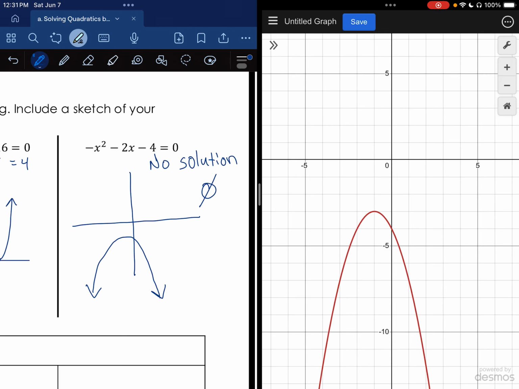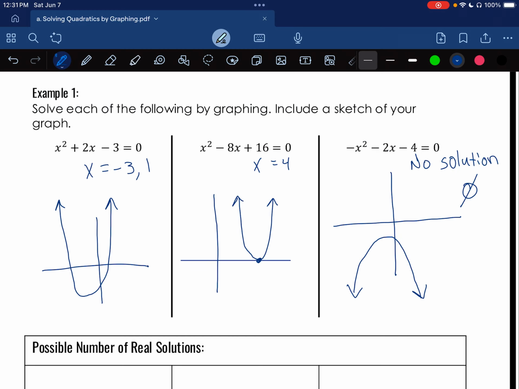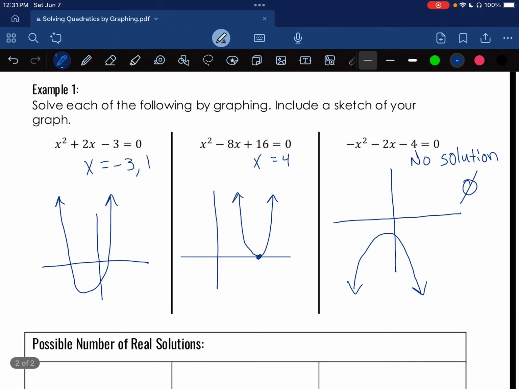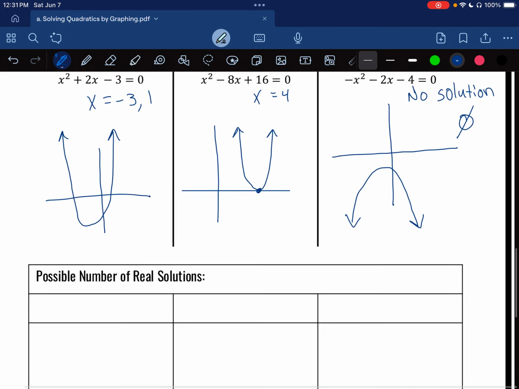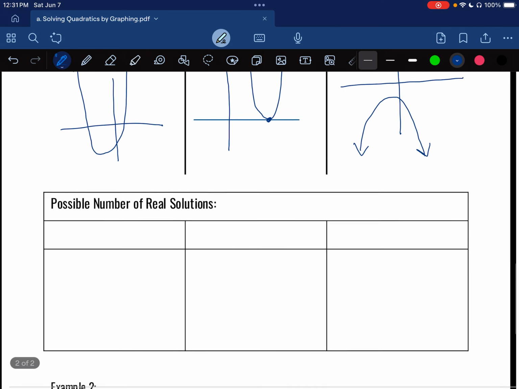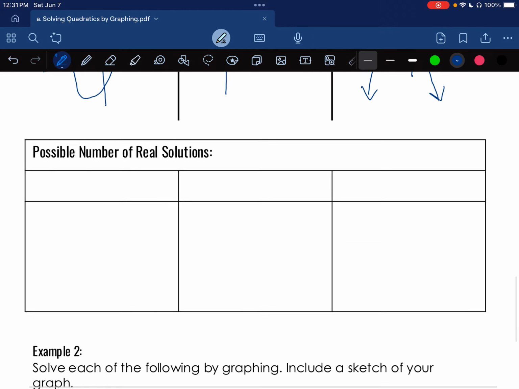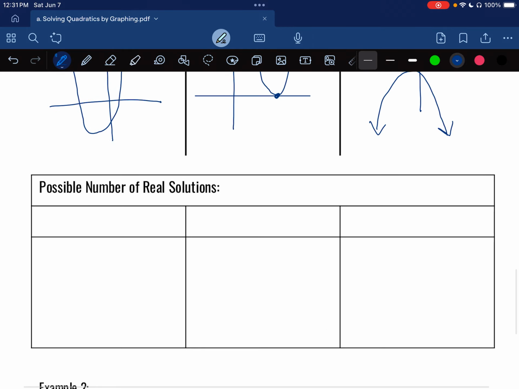All right, well, that's so interesting. So what we're going to do now is summarize what's going on here. So we've got our possible number of real solutions here. There's going to be 3 options, right? So we can have 2 solutions like we had above, 1 solution, or we can have no solutions. And we're just going to sketch what that could look like.